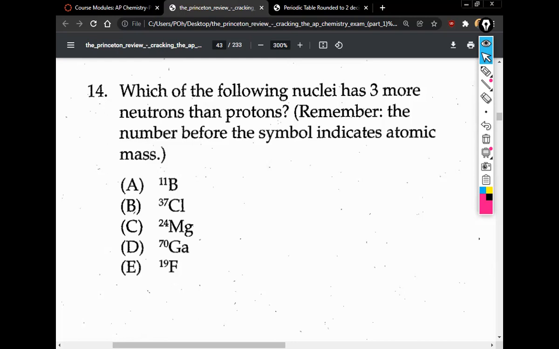Okay, you guys ready to go? So the easiest way I think to do these problems is to go down the list and just figure out the protons. So how many protons does boron have?